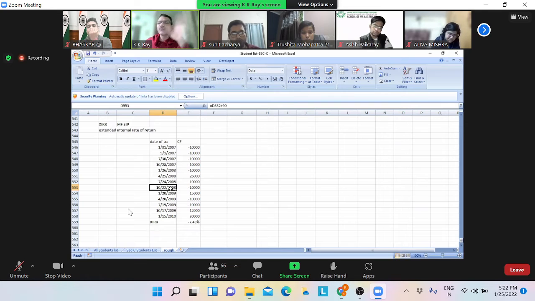If somebody is withdrawing as well as depositing, and at the end some value is there, then how much is the amount that he is having? What is the return that he is getting?